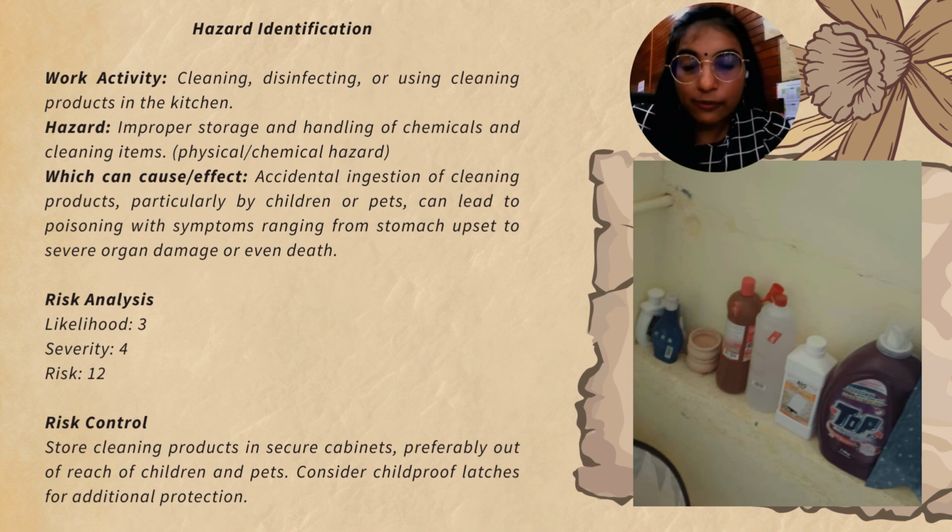So the final asset for the kitchen will be improper storage and handling of chemical cleaning items, which is a physical or chemical asset also. Accidental ingestion of cleaning products, particularly by children or pets, can lead to poisoning with symptoms ranging from stomach upset to severe organ damage or even death. So the risk analysis will be likelihood 3, severity 4, risk will be 12. To control this risk, store cleaning products in a secure cabinet, preferably out of reach of children and pets. Consider child-proof latches for additional protection.